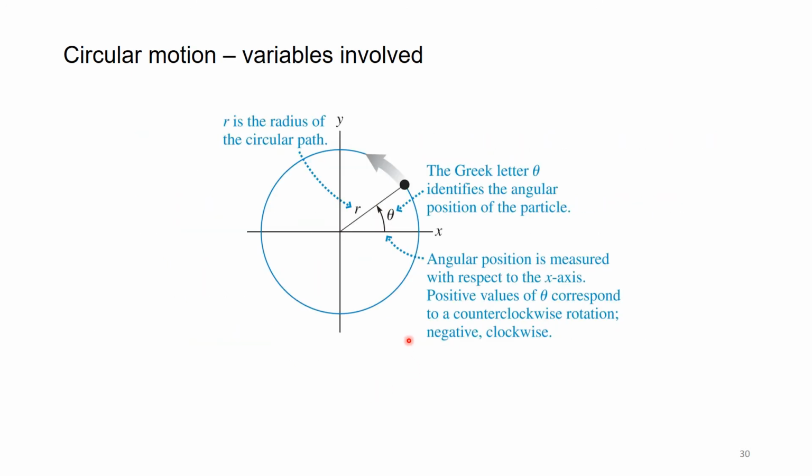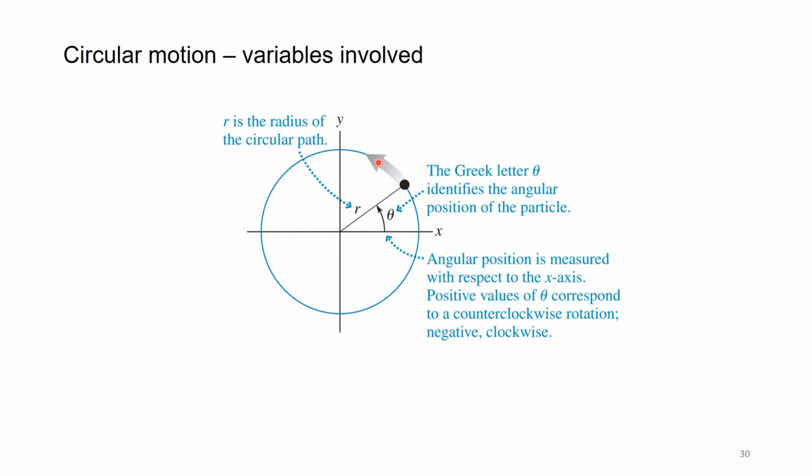Okay, so let's continue with circular motion. This object here is moving in a circle of radius r. Suppose we measure the angle from the x-axis to the line connecting the dot to the center. This angle is theta. This is known as the angular position of the particle.